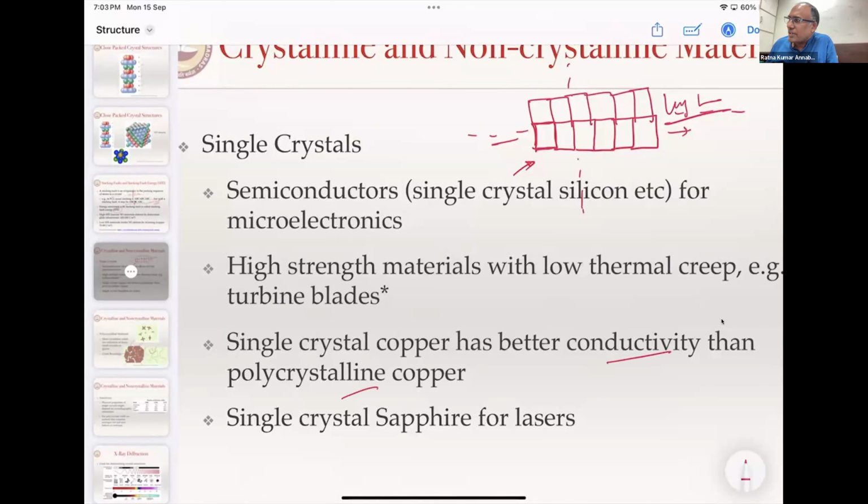And if you want your material to have very high creep resistance, then you don't want grain boundaries, because grain boundaries are the ones which will create trouble at high temperatures. Hence, you want to avoid grain boundaries. That means it is better to have a single crystalline material. That is why turbine blades are usually made of single crystal materials.